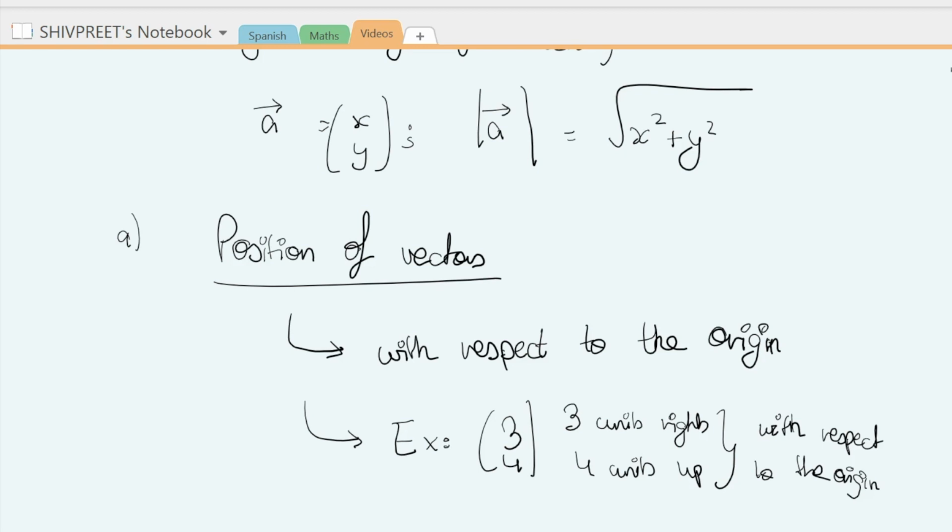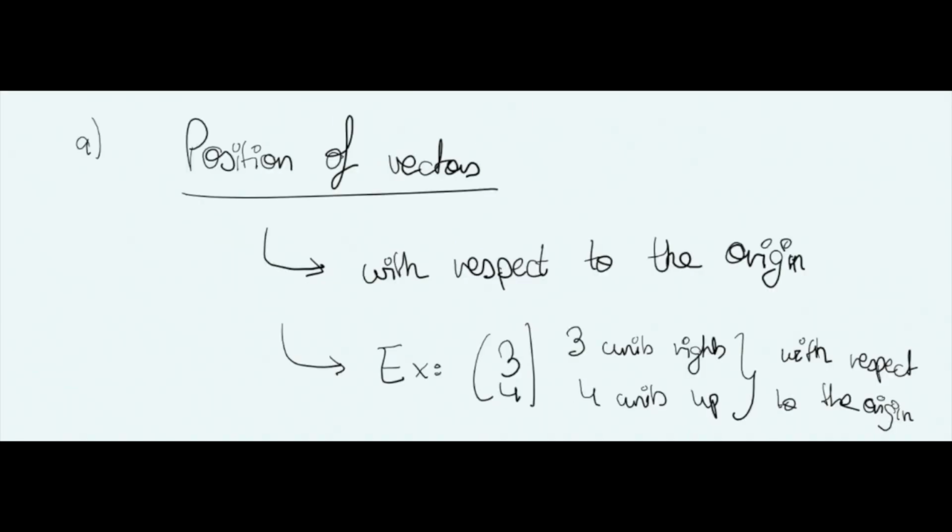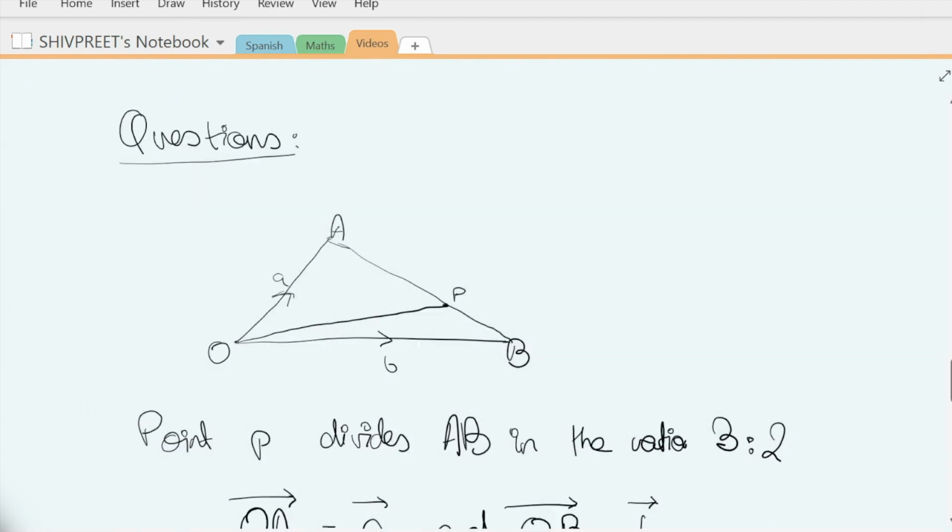And then there's position of vectors. Position of vectors is basically what point the vector is at with respect to the origin. So when we write 3 and 4, it's just 3 units right and 4 units up, but the point we are taking is the origin, which is okay.